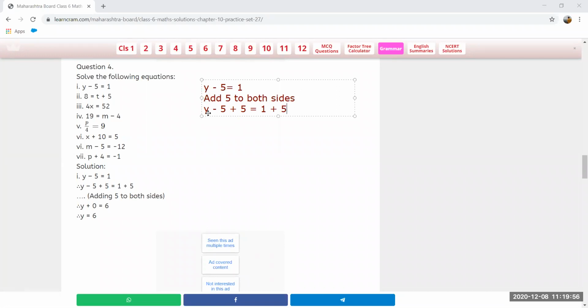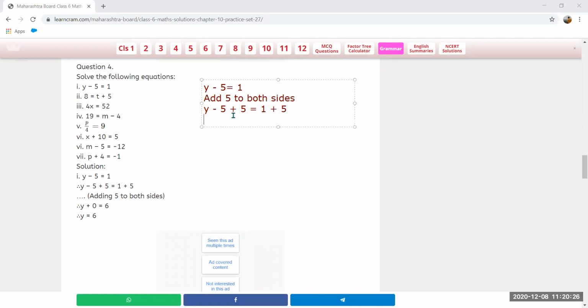See, y minus 5 will remain as it is, because we have said that add 5 to both sides. So y minus 5 will remain as it is, only this plus 5 will be there, is equal to 1 remains as it is, and here again plus 5 would be there.